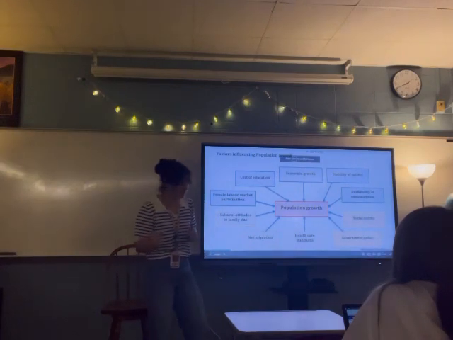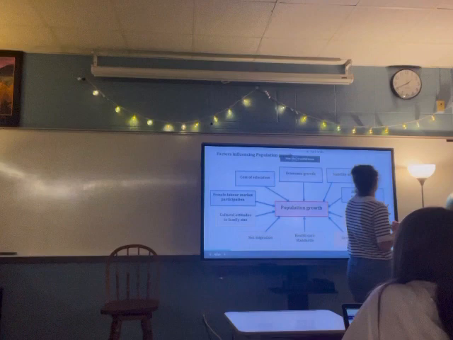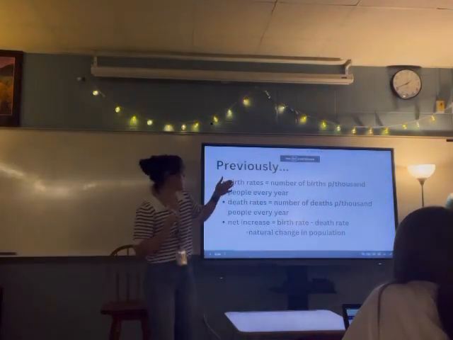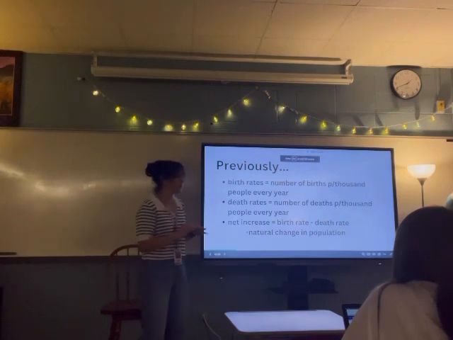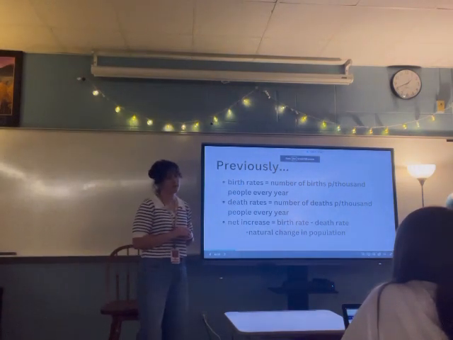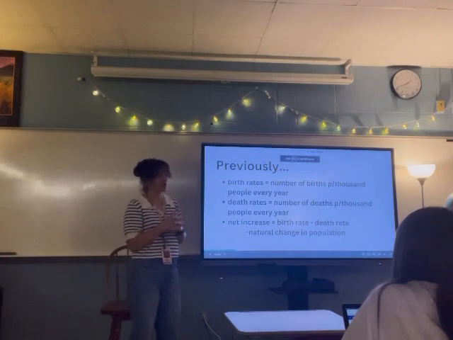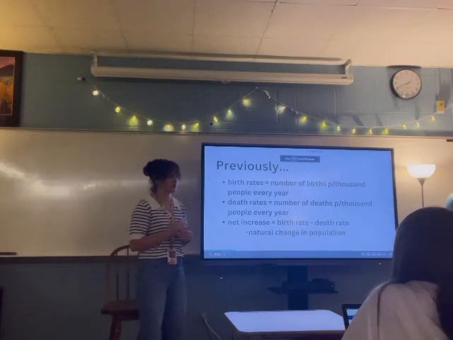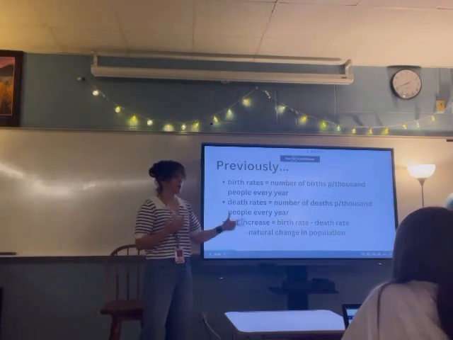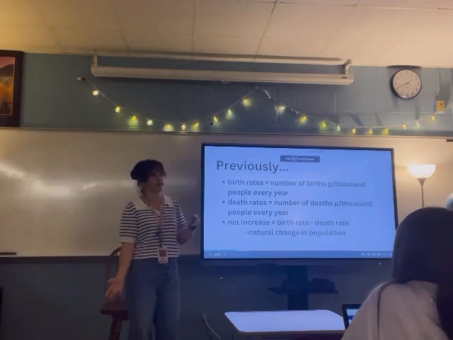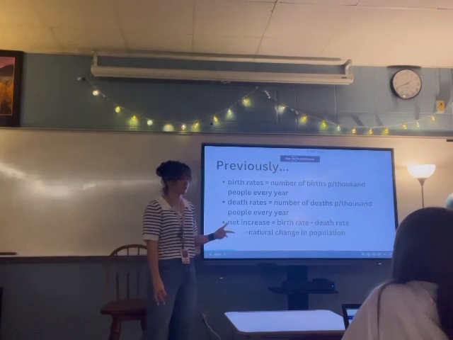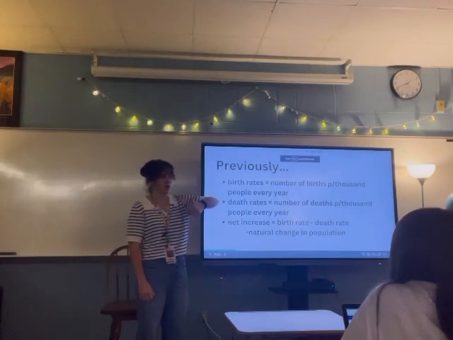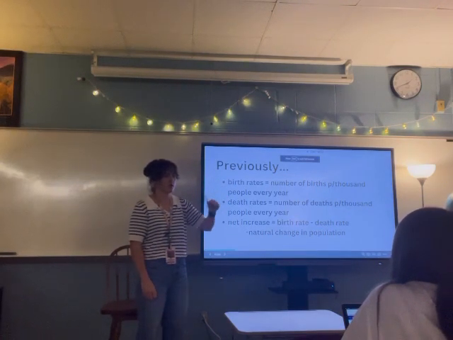The past couple days we've been talking through birth rates, death rates, net increase. So we're looking at how many people are born per 1,000 people every year, how many people die per 1,000 people every year, and when we subtract those two from each other, we get our net increase, which is telling us our natural increase or decrease of our population. If your net increase is negative, what does that mean for your population? It's going down, it's decreasing, okay? And a positive net increase is going to be a growing population.